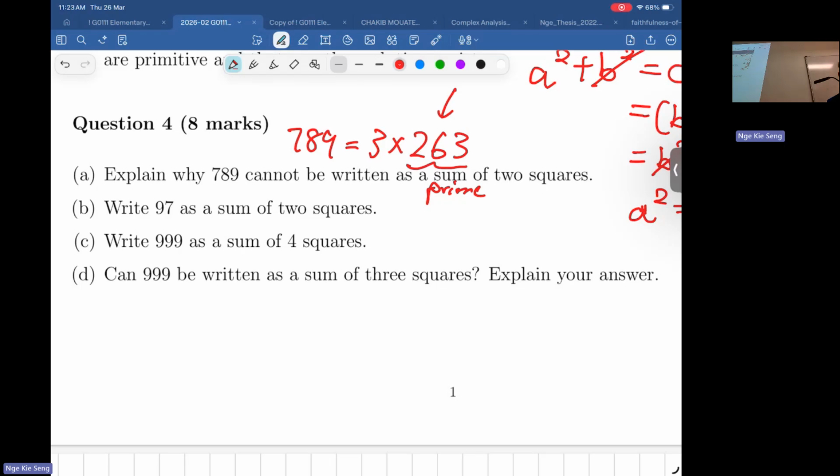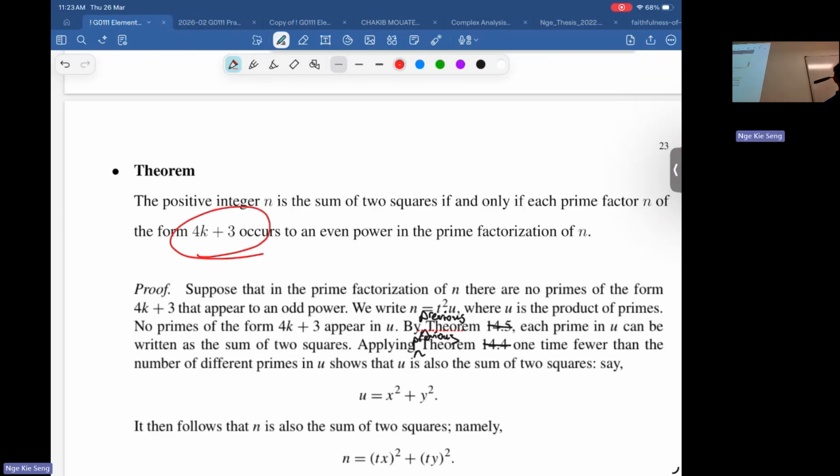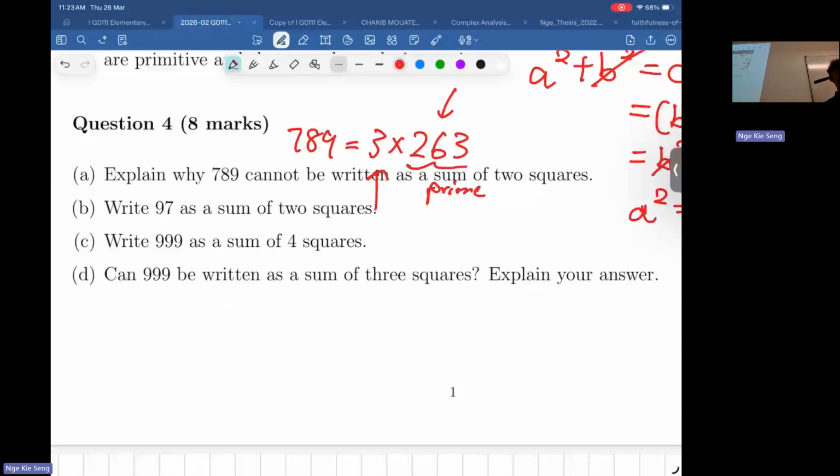Okay. If this is a prime, 4k plus 3 must occur to an even power. So you can see that this is 4k plus 3, right? But there's only one of them. It's an odd power. So if you want to write it as a sum of 2 squares, any 4k plus 3 integer factor must occur to an even power. But here only odd. Okay, so it's not.